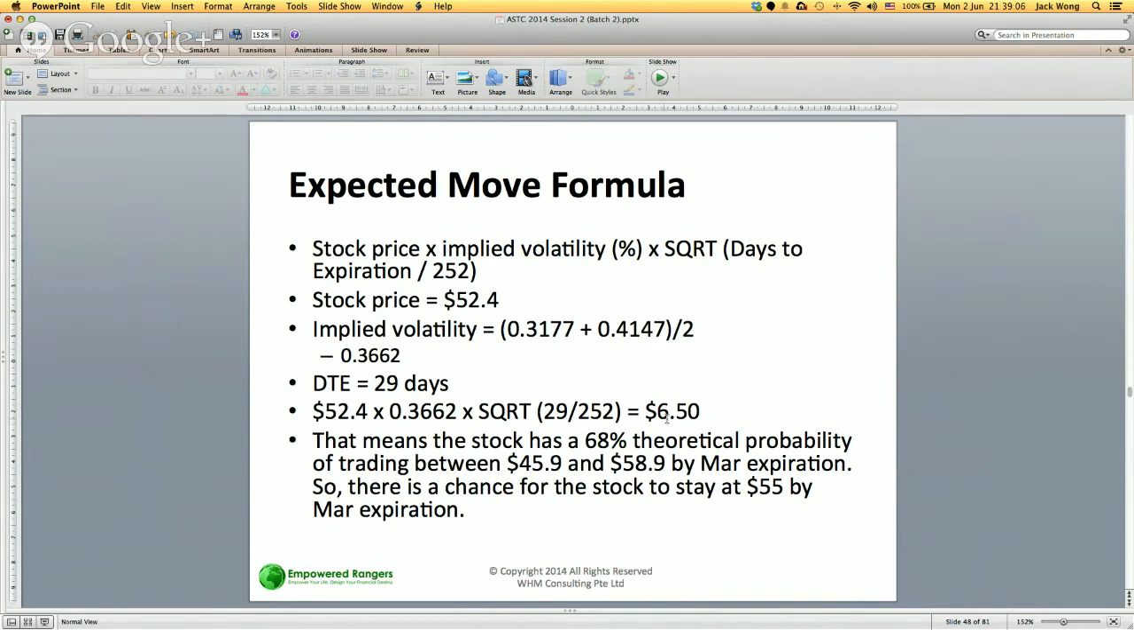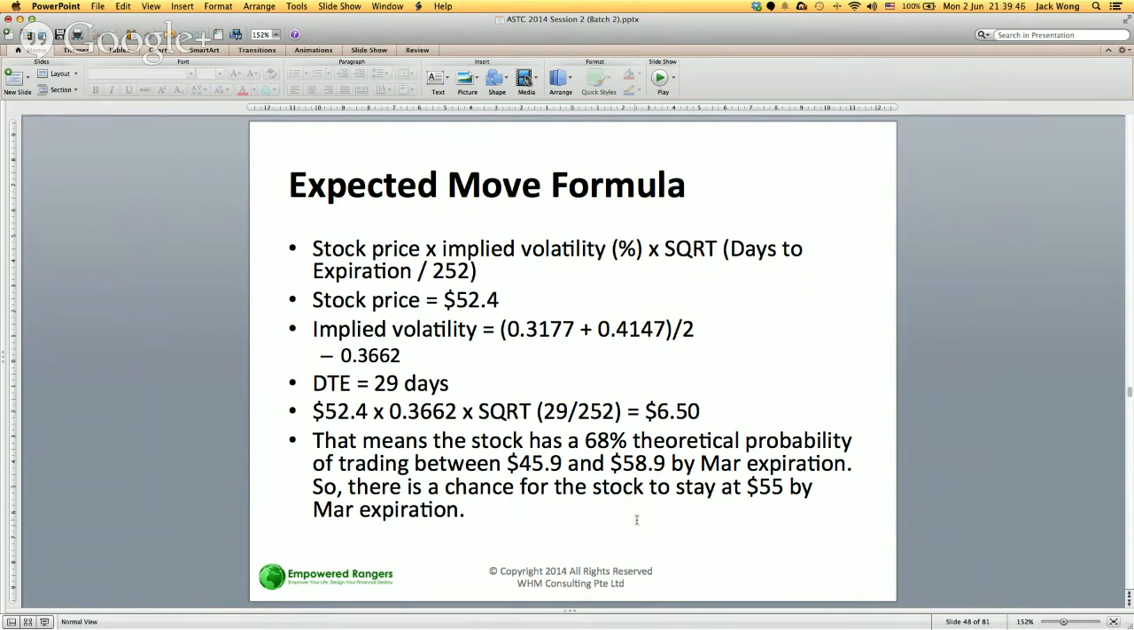$6.50. So in English, it says that the stock has a 68% chance, theoretically, of trading between 45.90, which is 52.4 minus 6.50, and 52.4 plus 6.50. So that is 58.9 by March expiration. So from an expected move formula perspective, the stock is expected to reach 58.9 in 29 days as one of the probability ranges. So that means 60 is out of the question. So better sell 55 instead.